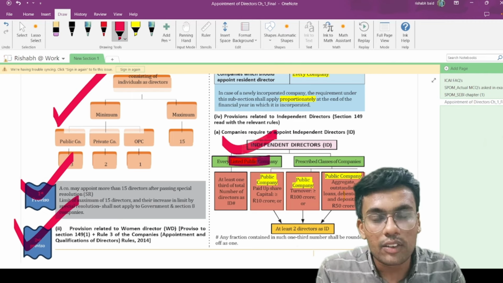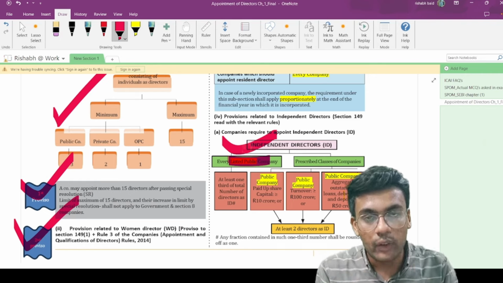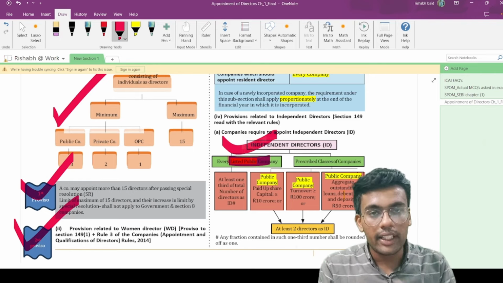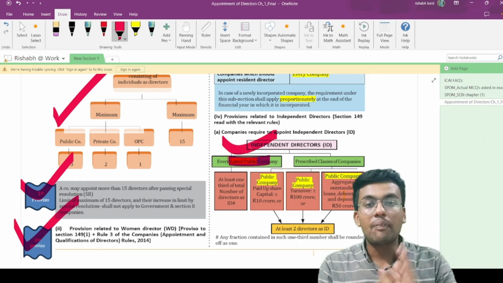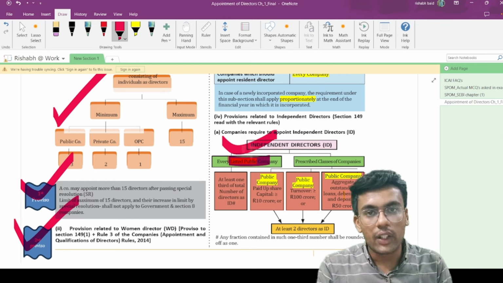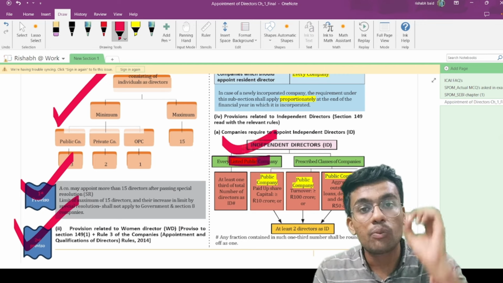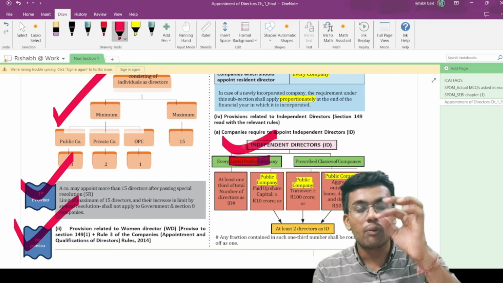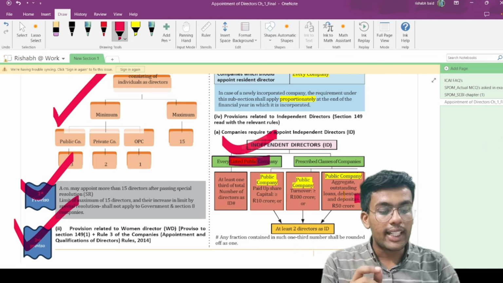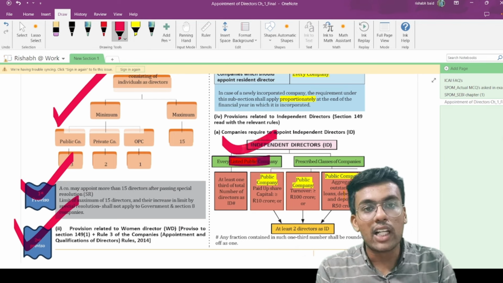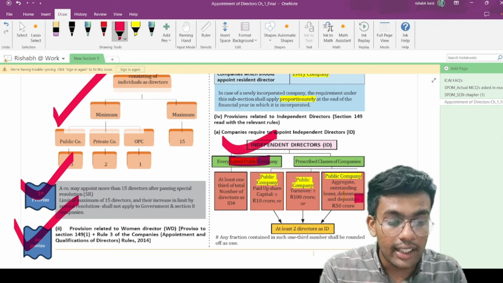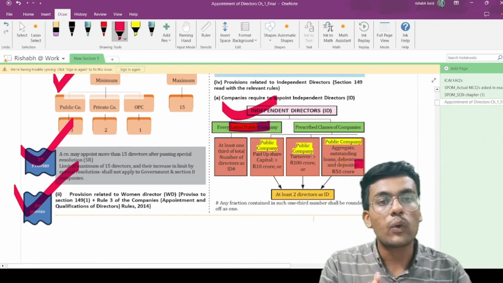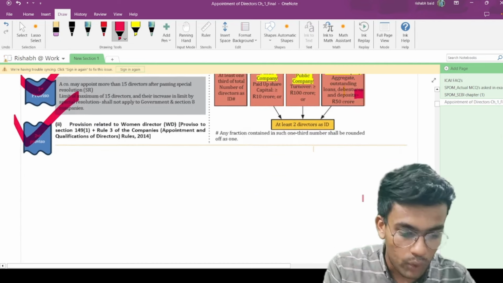Every other prescribed class of companies like public company, only public companies के लिए independent director is applicable. So paid up share capital of 10 crore or more, turnover of 100 crore or more, outstanding loan debentures more than 50 crore. Please pay attention to this sign, more than 50 crore. It is not more than equal to 50 crore. So please be careful with this particular limit. So these kind of public companies which are not listed, which are unlisted public companies, at least 2 independent directors should be there on their board.